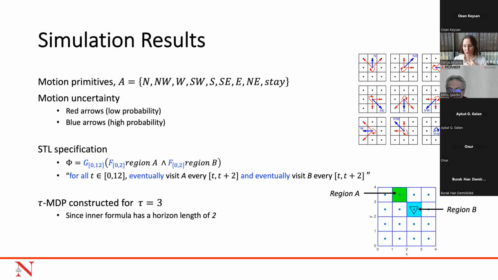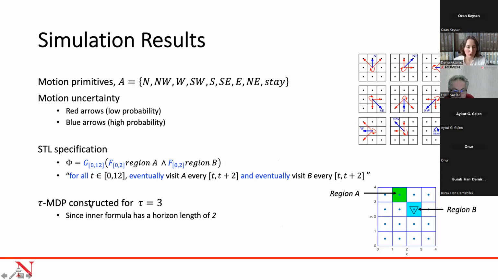We have some simulation results for this. We have this MDP with stochastic transitions: the agent can take an action to north, but there's a possibility that it follows one of these red arrows with small probability. We don't know the actual probability distribution of whether it follows the blue arrow or the red arrows. The specification is a periodic behavior through this globally-eventually formula: in every 2 time steps, go to A and go to B, throughout a mission of 14 time steps. Let's say region A is 3, region B is C.